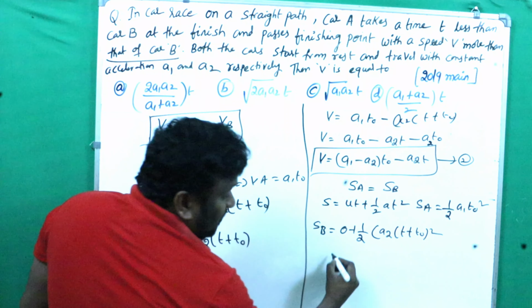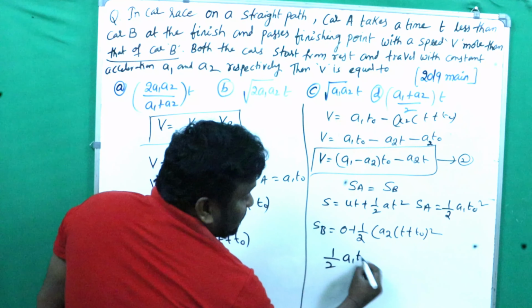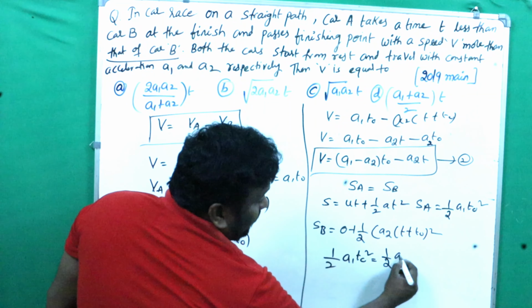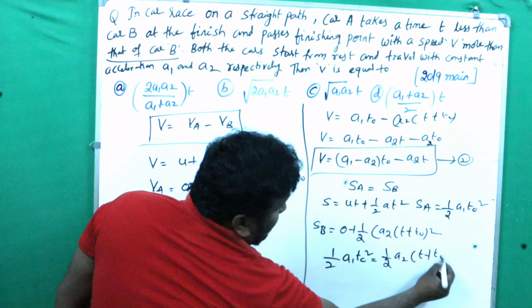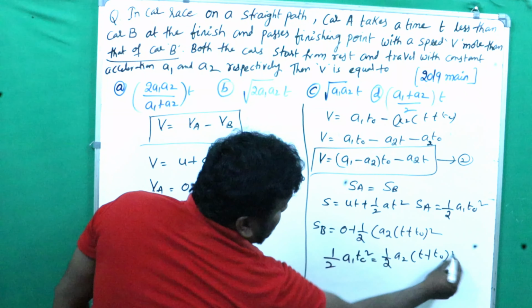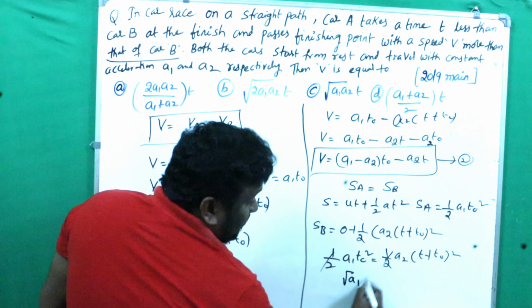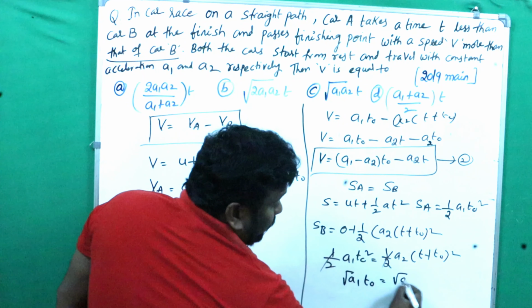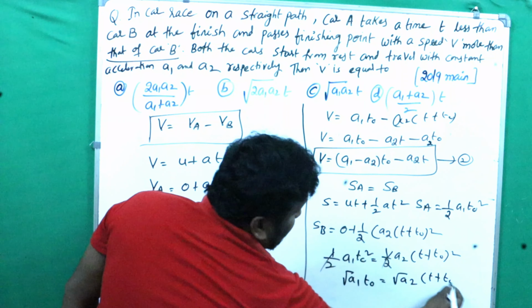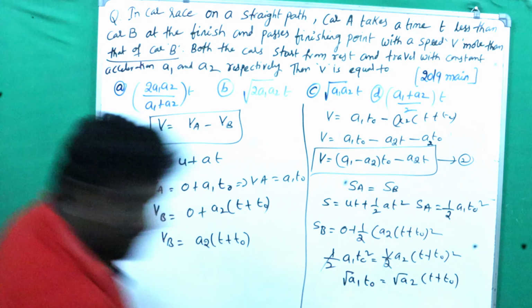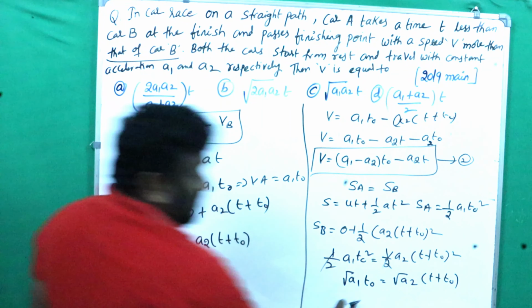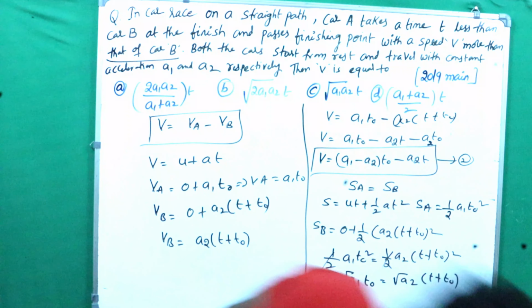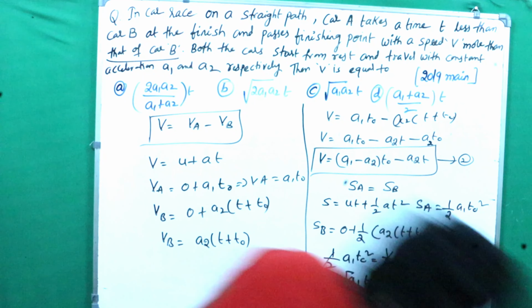We have to write like this: ½ a1 t0² is equal to ½ a2 (t + t0)². So you can cancel the half. You can apply the root on both sides. What you get? Root a1 t0 is equal to root a2 (t + t0). Clear?